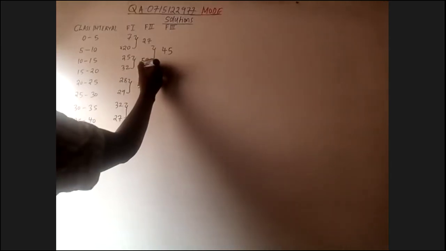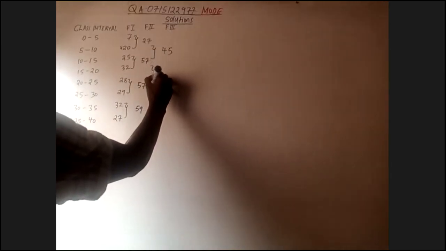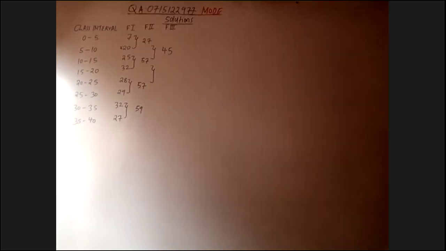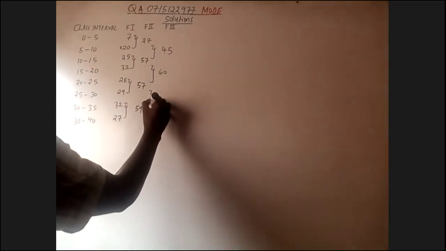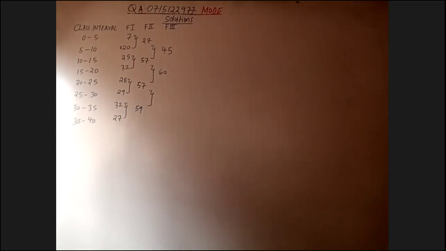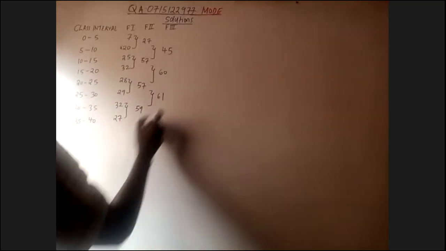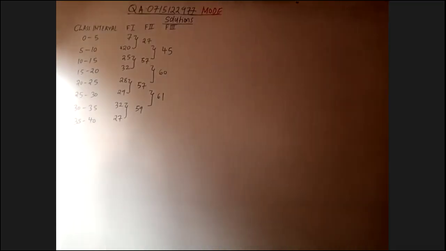Haya, next ni 32 plus 28, 60. Unaweka katikati hapo. Haya, next, 29 plus 32, 61. Ya mwisho tunaachana nayo. Haina 27. Does it have a partner? No. So haina partner, tunaachana nayo.